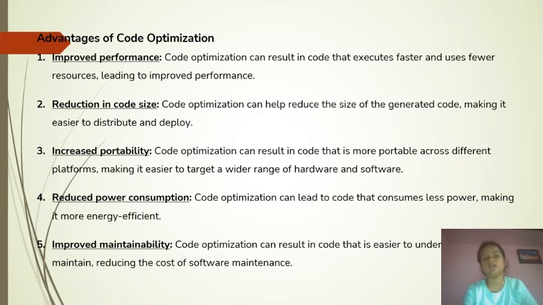reduced. Then increased portability. Code optimization can result in the code that is more portable across different platforms. Then reduced power consumption. Code optimization can lead to the code that consumes less power, making it more energy efficient, because higher the size of the code, that much power we will need to run that code. So code optimization reduces the code, so automatically power consumption will be less.